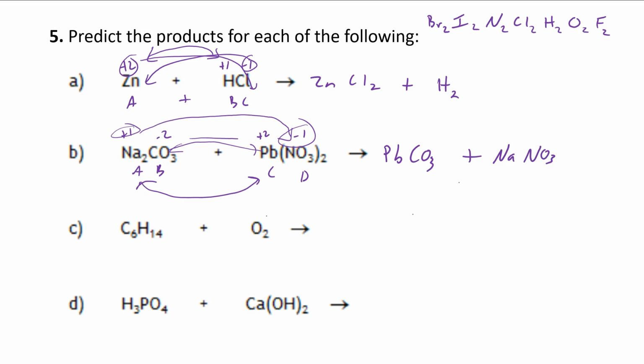All right, we've got an easy one coming up. Hydrocarbon plus oxygen gas produces carbon dioxide and water. And it does not matter which one of those you write first, by the way. All right, and we got H3PO4, also known as phosphoric acid. You guys wouldn't know that. And then we have what's called calcium hydroxide. This would be a simple acid-base reaction.